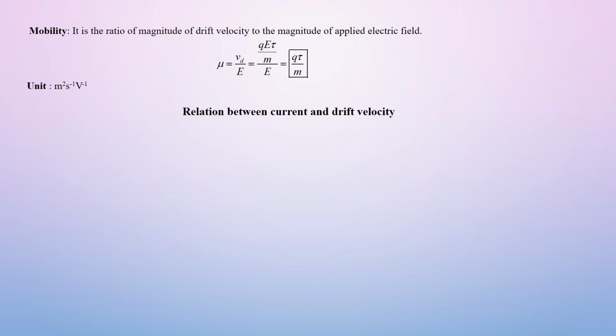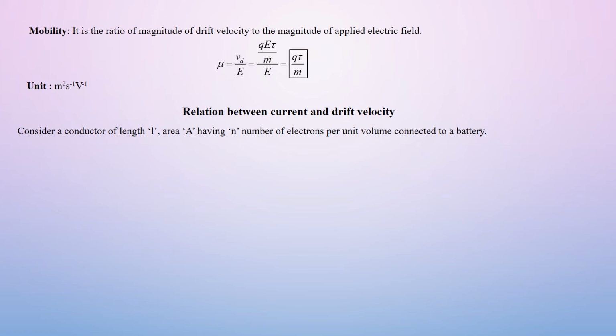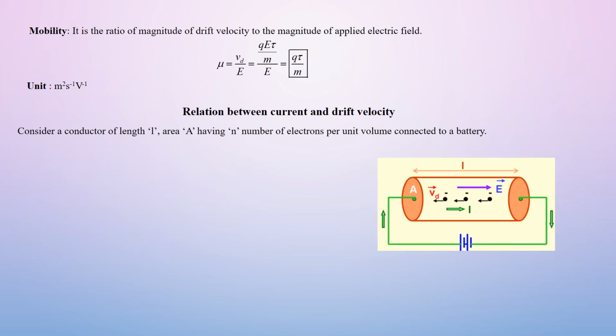Let us find out the relation between current and drift velocity. For this, we have considered a conductor of length L, area A, and having number density small n. What is number density? It is the number of charged particles per unit volume. That is, small n is equal to capital N divided by capital V, which is volume. What is the volume of a conductor? A into L, that is area into length. Now, what is the total number of free electrons? That will be equal to number density into volume, and we get N equal to n A L.